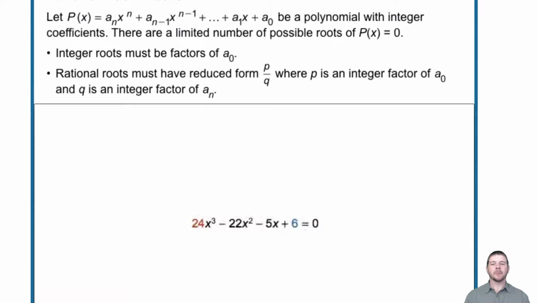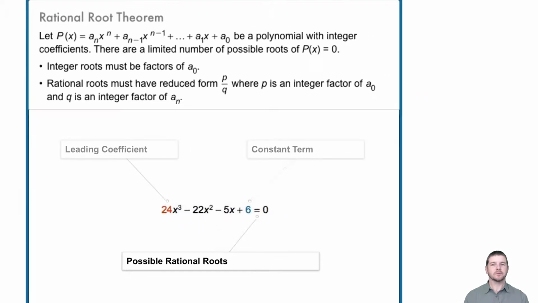Consider this example. 24x cubed minus 22x squared minus 5x plus 6 equals 0. 24 is the leading coefficient. 6 is the constant term. The rational root theorem tells us we can use the factors of the leading coefficient and the constant term to list all possible rational roots.